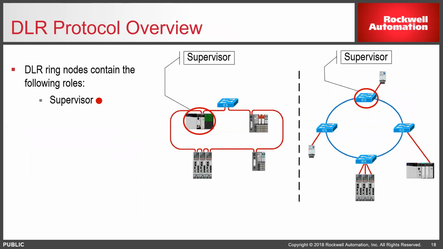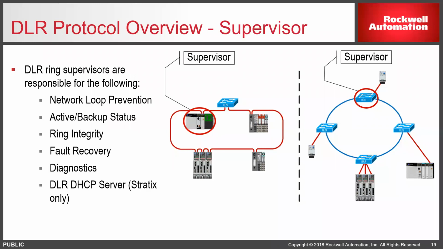DLR nodes can contain certain roles within, so when you're setting it up, you do set up a supervisor. Now, supervisors are responsible for network loop prevention as well as active and backup statuses, ring integrity, fault recovery, diagnostics, and DLR DHCP server. That's when the setup for the supervisor is on the Stratix switch. If you're setting up a controller to be your supervisor, then the DLR DHCP server would not be available.